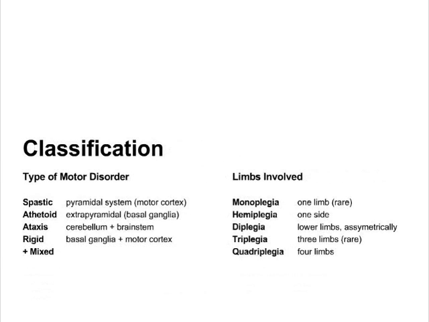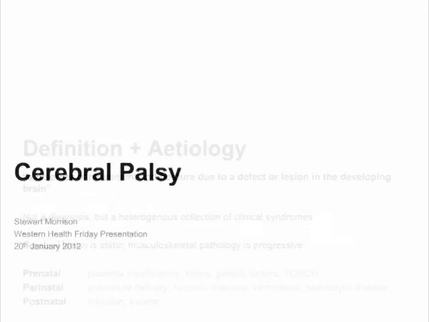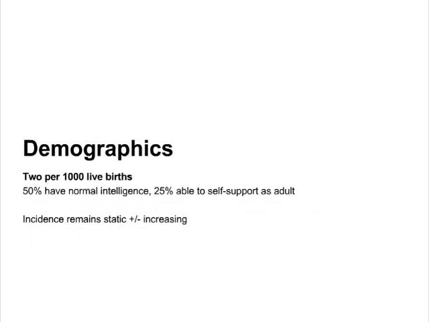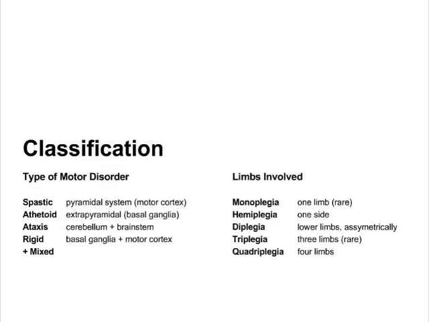So if we look first at demographics, approximately 2 per 1,000 live births across all populations. 50% will have normal intelligence, and about 25% will be able to self-support as an adult. Cerebral palsy can be broken down by the type of motor disorder involved, and then indeed by the limbs involved. These types of disorder relate to exactly where the lesion in the brain is located.